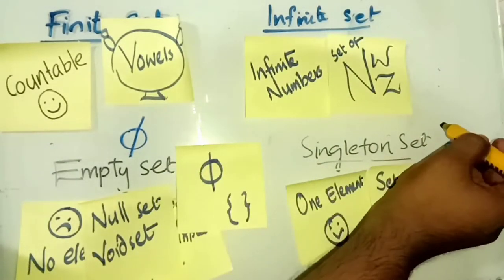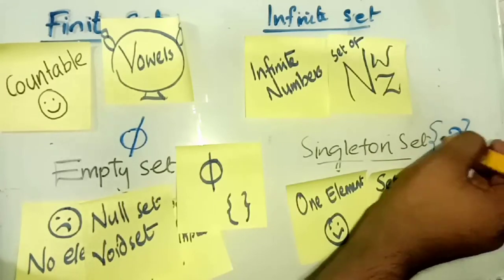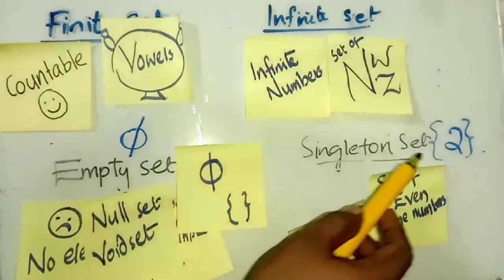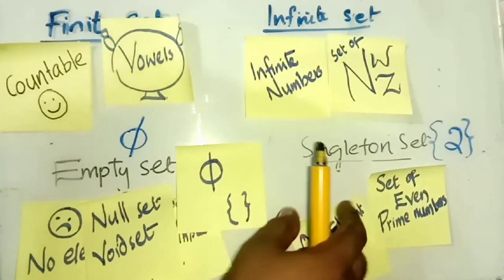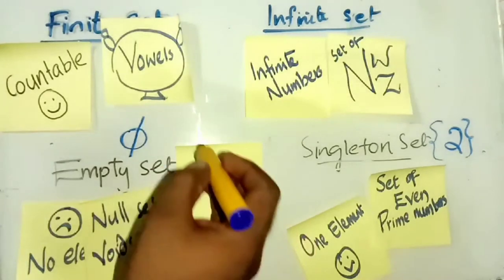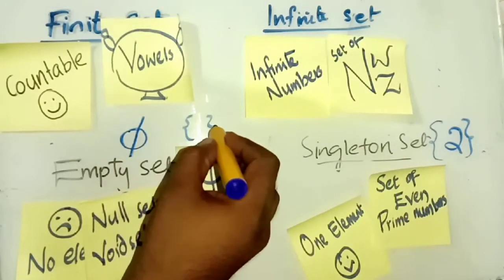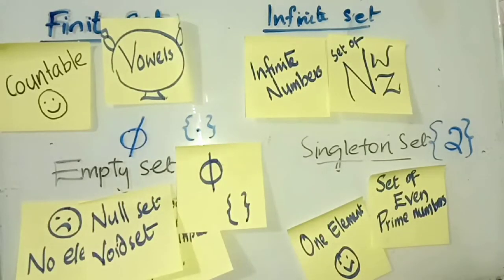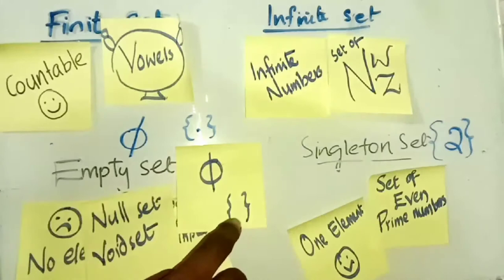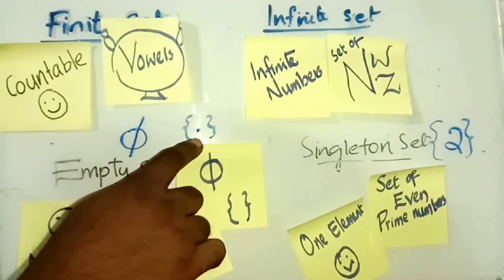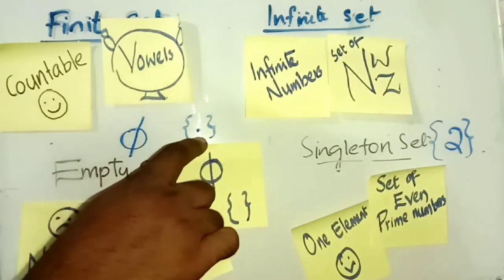So if you make a set of even prime numbers, it is the set {2}. How many elements are there in this? Yes, only one element in it. So we can call it a singleton set. Like if you write an empty set, and by chance you just put a dot in it, now this is not an empty set, it is a singleton set because there is an element in it.